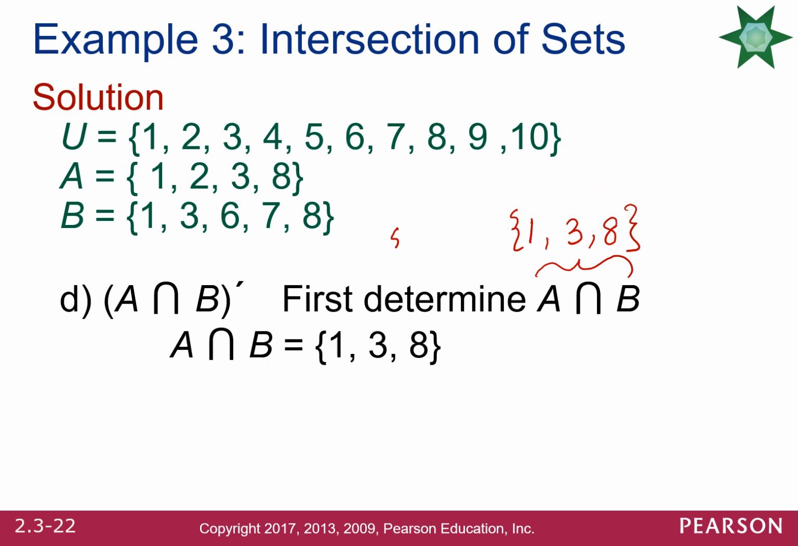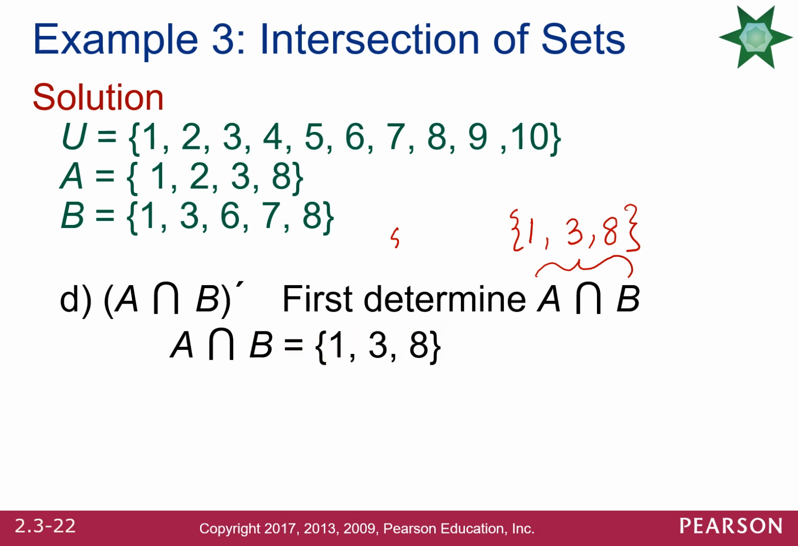So A intersection B is 1, 3, 8, exactly what we found. And now they are going to go to the set of universal elements and pick all the values which are not 1, 3, 8. So complement also reads as not A intersection B. All right, it can also be read as not A intersection B. So not 1, 3, 8.